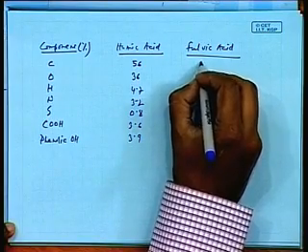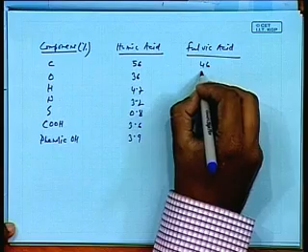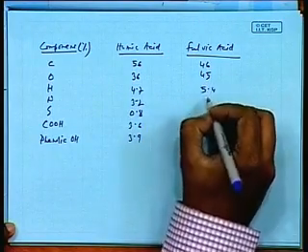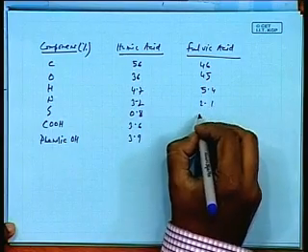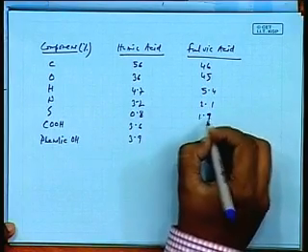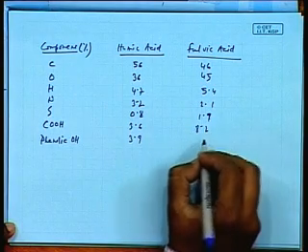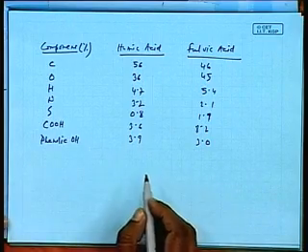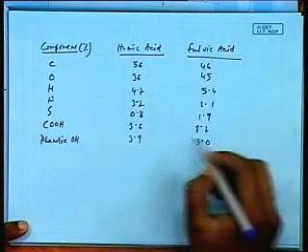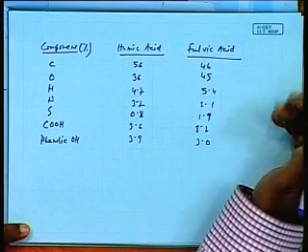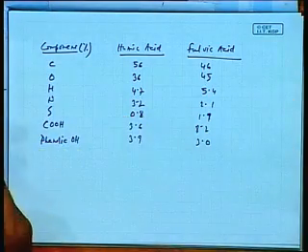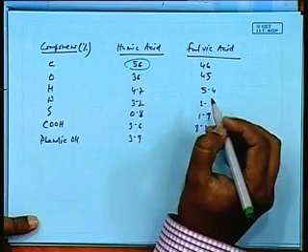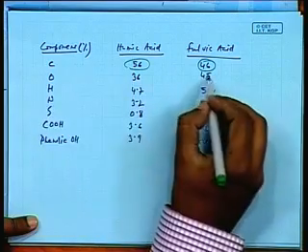Here you can see 46, 45, 54, 5.4, 2.1, 1.9, 1.9, 8.2. This is just to give you an idea about the chemical composition of these acids. You can see two important differences here: carbon is relatively less here, whereas oxygen is more here.